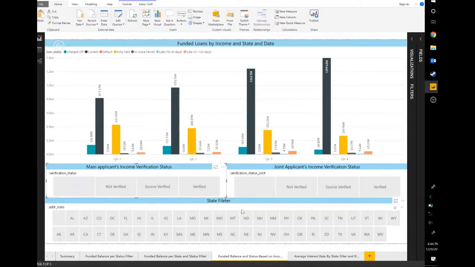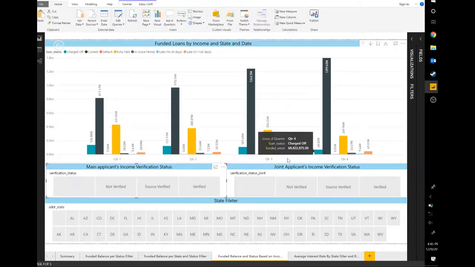This tab shows funded balance based on income and state. From the summary, we know that in 2017, there were a total of 6.5 billion in new loans. This section shows quarters of 2017 broken down in loan statuses. Let's take a look at the fourth quarter of 2017. Charged off amount is $68 million.